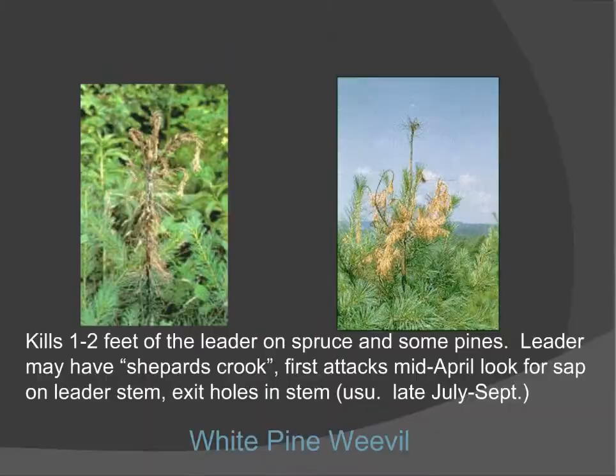White pine weevil kills about the first two feet or so of the leader, and it's generally found on spruce, but we have also seen it on some pines. The leaders may have a shepherd's crook, this little crook here that you can see, a kind of wilting action. It first attacks in mid-April, so treatment would occur before that. You can either do a spray or a fall treatment of systemic as a preventative.